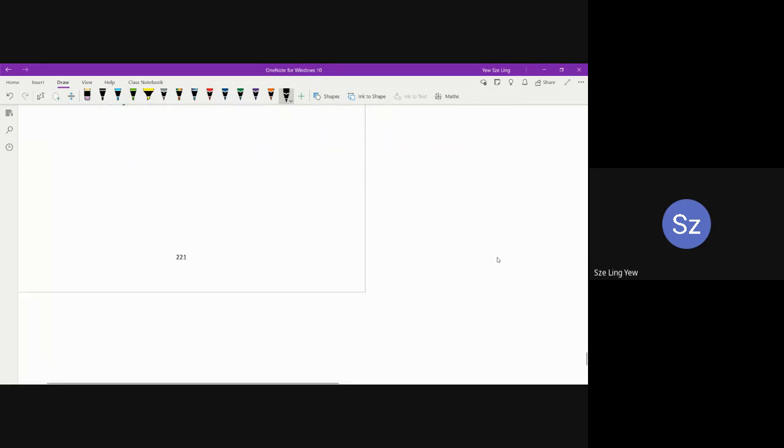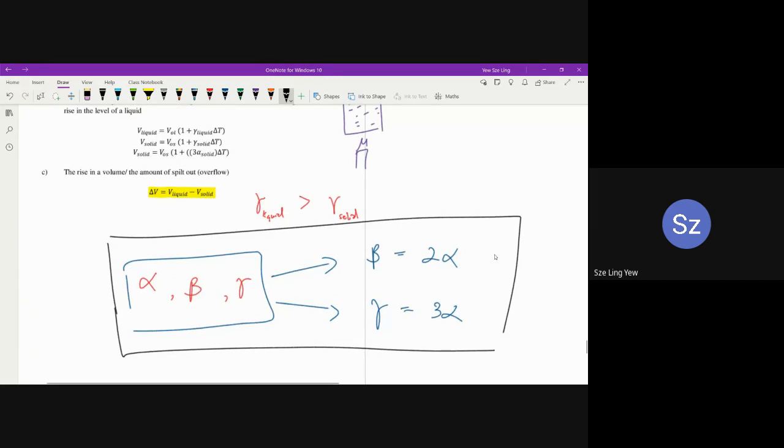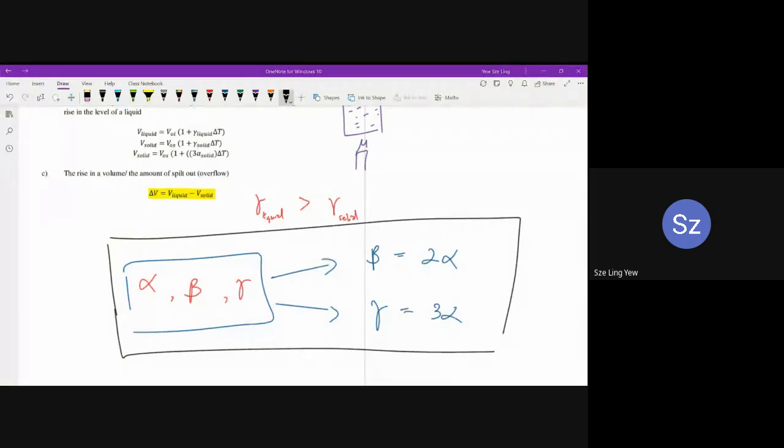Okay, so done. That marks the end of chapter 12. We are done with chapter 12. Basically, it's just about the expansions and the conduction of heat. All right, I think that's all for today. If there are no questions, then you may leave the class now.